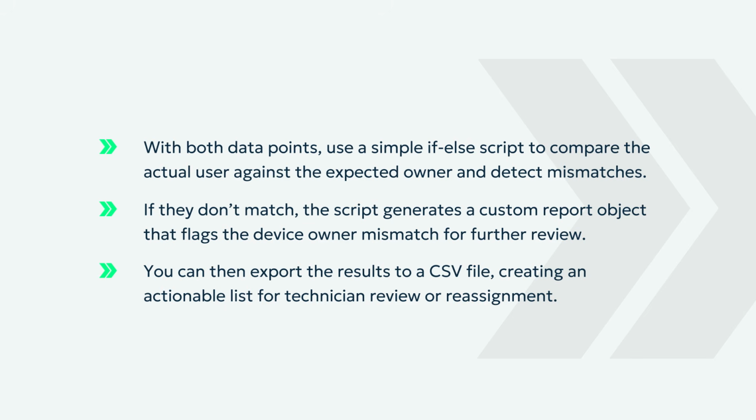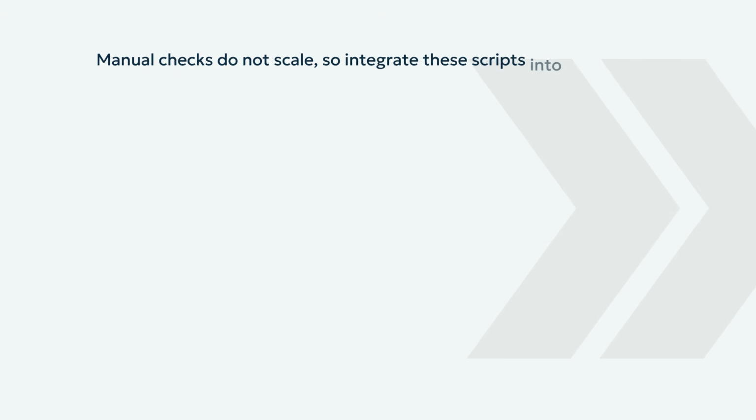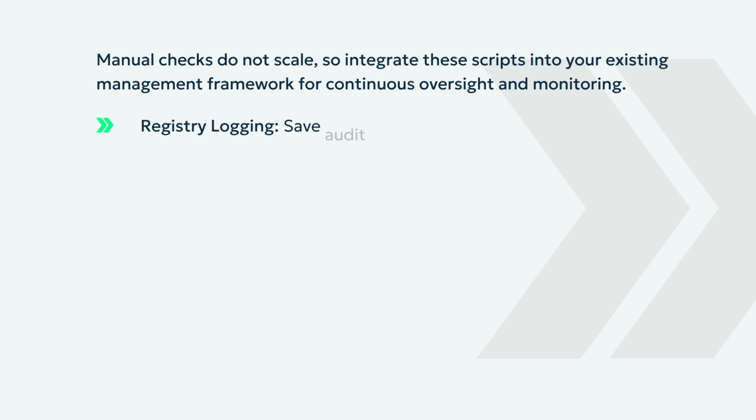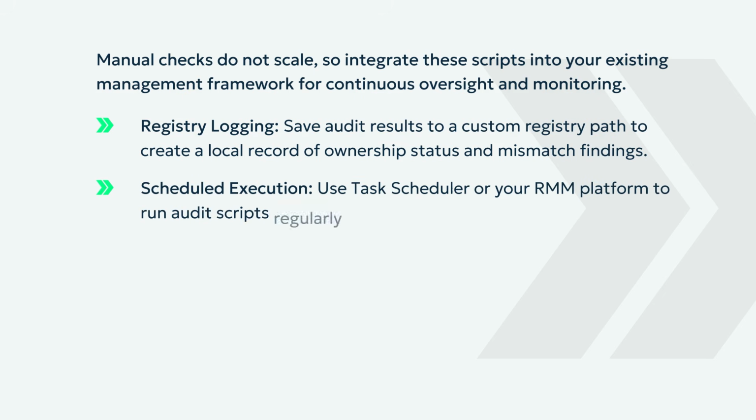Automating audit logs and RMM integration. Manual checks don't scale, so you must integrate these scripts into your existing management framework for continuous oversight. Registry logging. Save your audit results to a custom registry path to create a local record of ownership status and mismatch findings. Scheduled execution. Use Task Scheduler or your RMM platform to run audit scripts regularly and keep ownership data current.